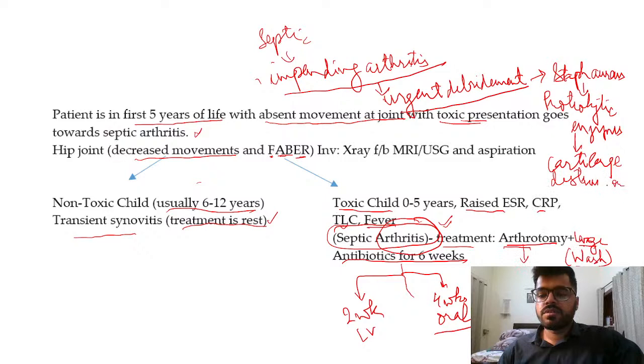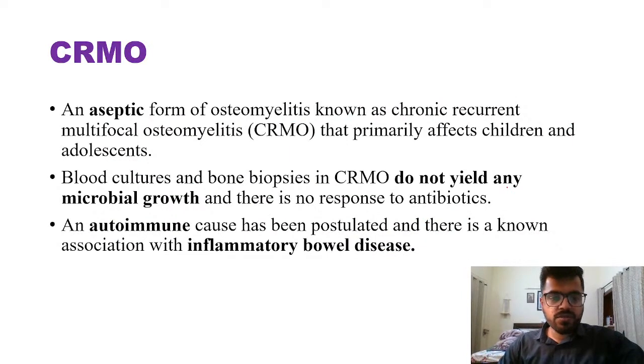Therefore, it needs urgent debridement. So, if a septic arthritis patient is not debrided urgently, it can lead to arthritis and ankylosis of the joint and other septic sequelae, joint destruction basically. Now we come to CRMO.